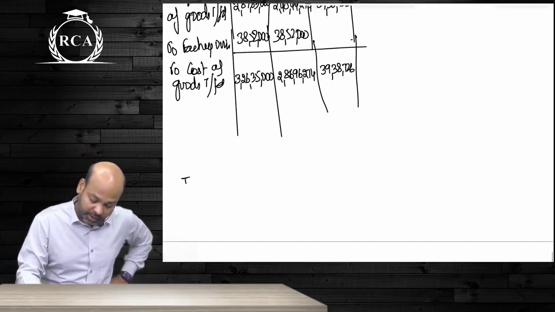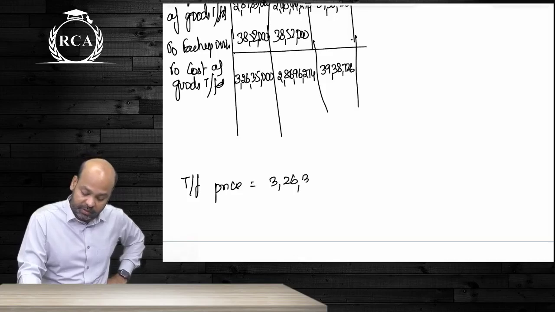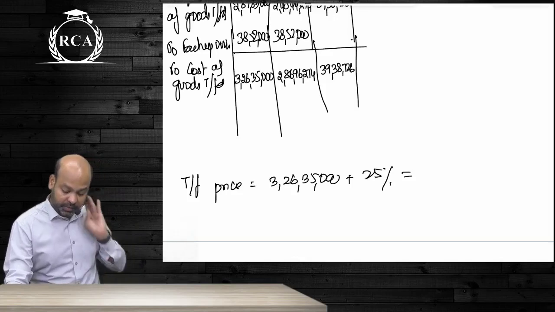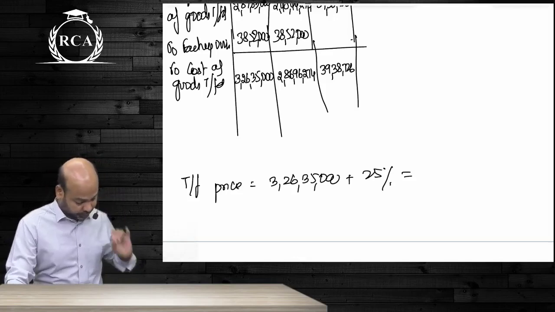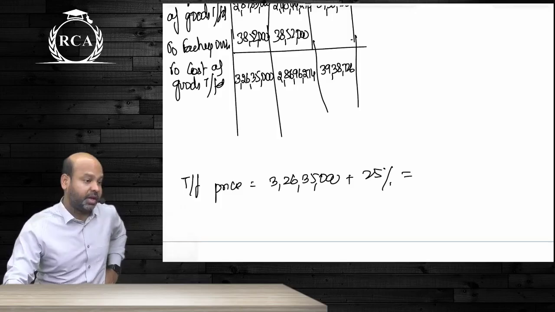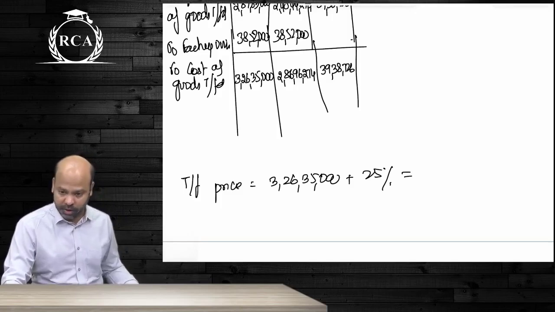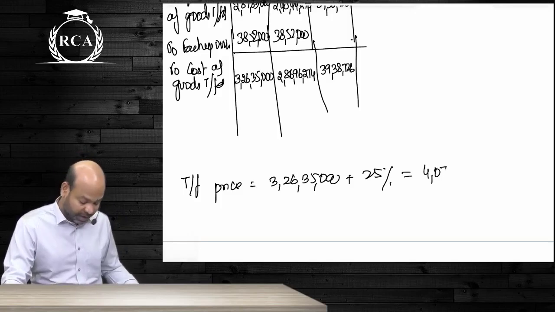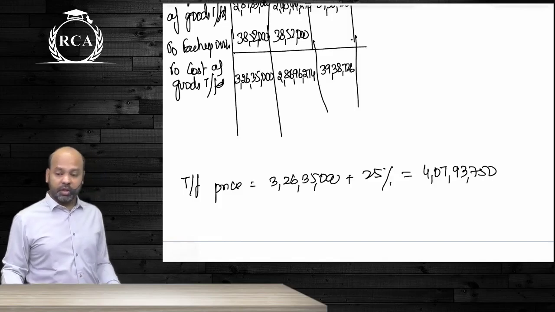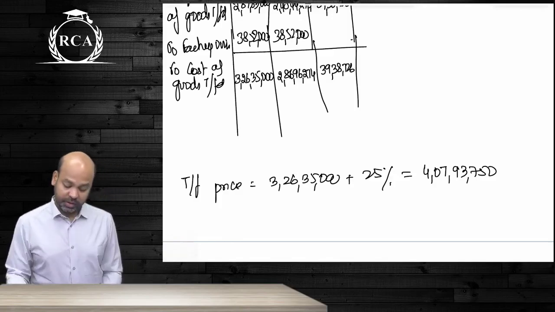How will you arrive at the transfer price, guys? Can I directly write 3 crores 26 lakhs 35,000 plus kitna beta markup? 25%. 4 crores 7 lakhs 93,750 आना चाहिए. That's the answer to the second bit beta. Second MCQ वही पूछ रहा है वो. 4 crore 7 lakhs 93,750. This will become the transfer value of the goods that is being transferred from process 2 to process 3.